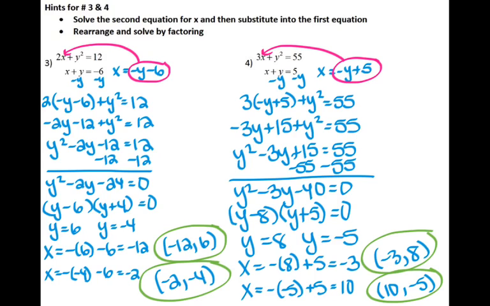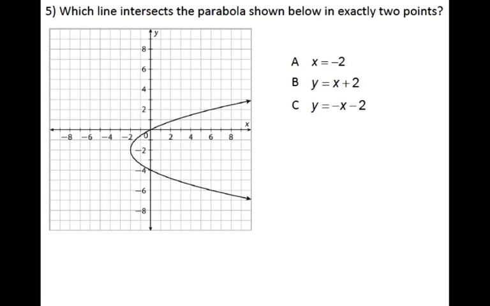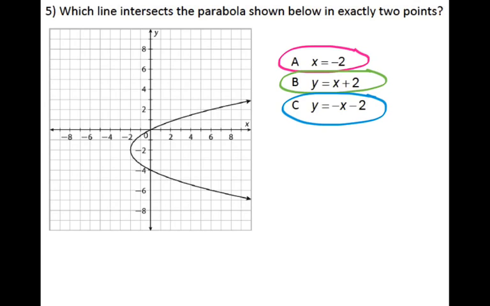Alright, so the last thing you were doing with linear quadratic systems was to look at the graphs. So which line intersects the parabola shown below in exactly 2 points? So we need to graph all 3 of these lines, so I'll try to color coordinate. So A will be in blue, or that's definitely not blue, that's pink. A will be in pink, B will be in green, and C will be in blue.